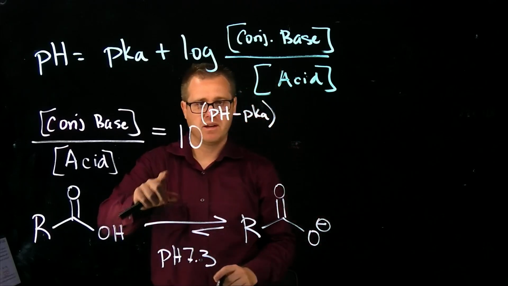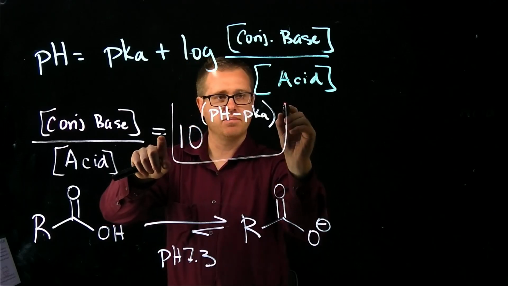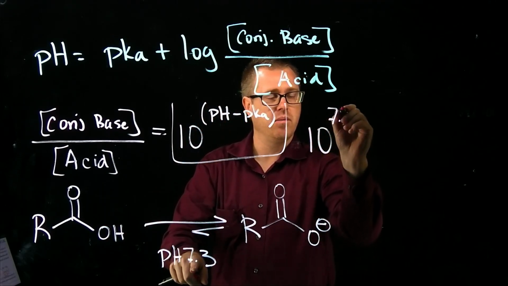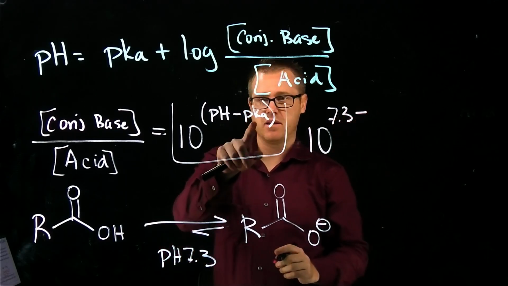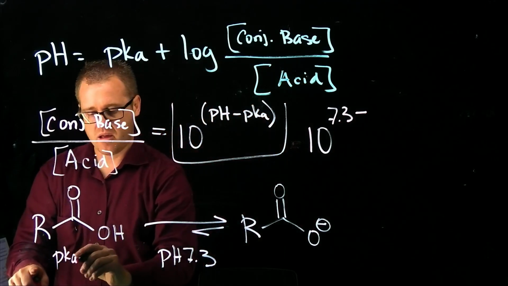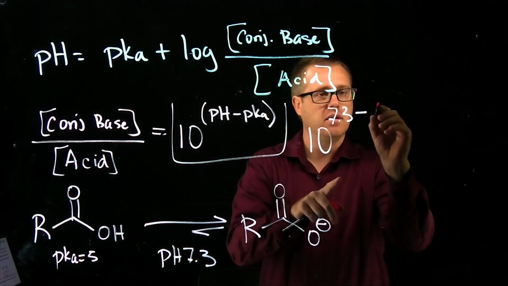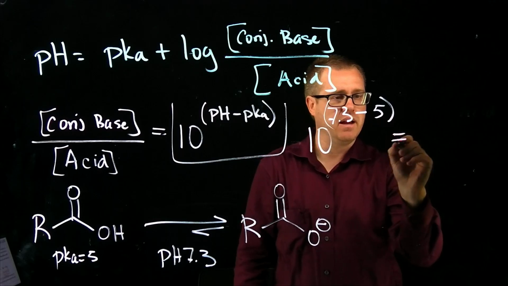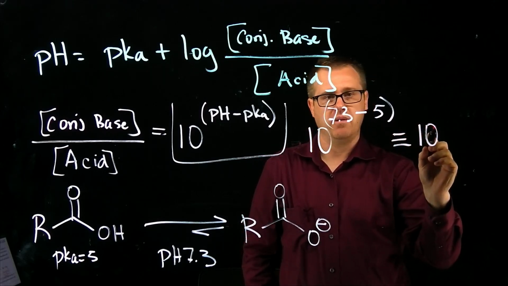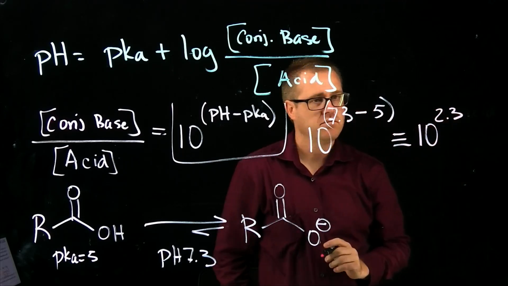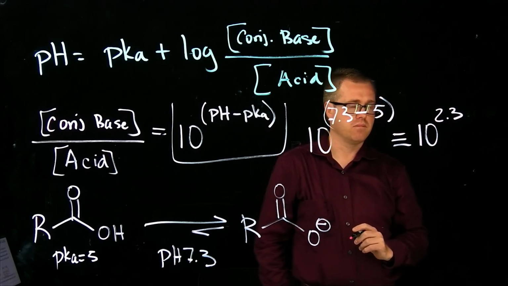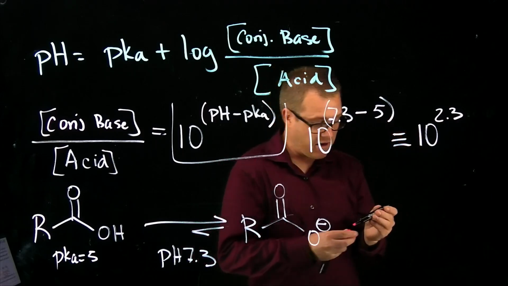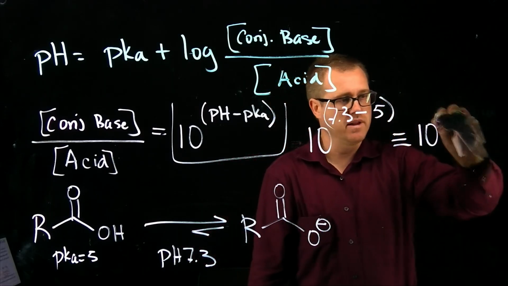So what we do is we use this part of the equation right here. Do we know the pH? Yes. 10 raised to the pH, which is 7.3, minus the pKa of the acid, which the pKa is 5. Okay, now let's simplify that down. That would be roughly 10 to the what? 2.3.